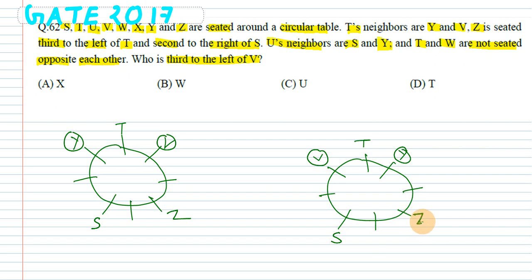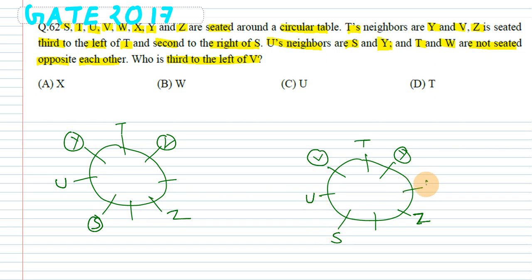Okay, now the next statement: U's neighbors are S and Y. So in here there is Y and S, and if we put U over here, then Y and S become neighbors of U. But in this case, if we put U over here, then S will be the neighbor but Y cannot be the neighbor of U.